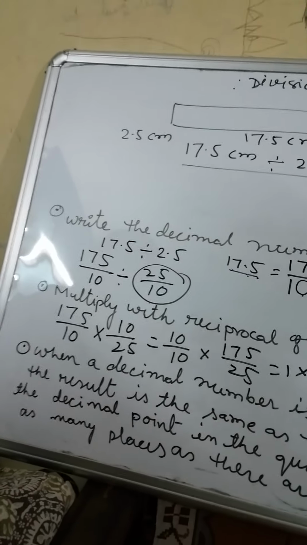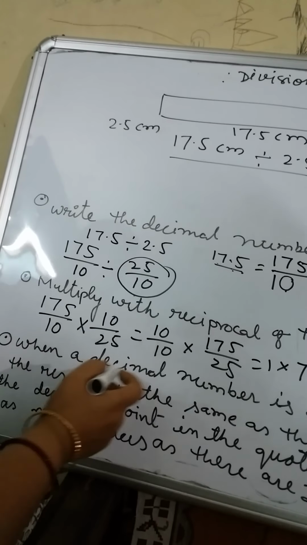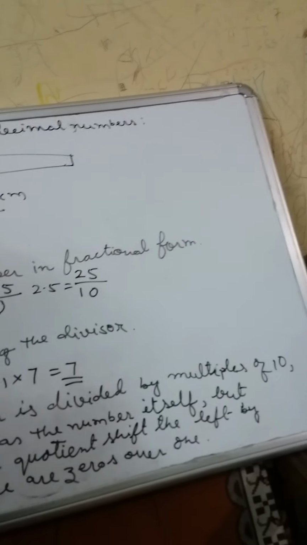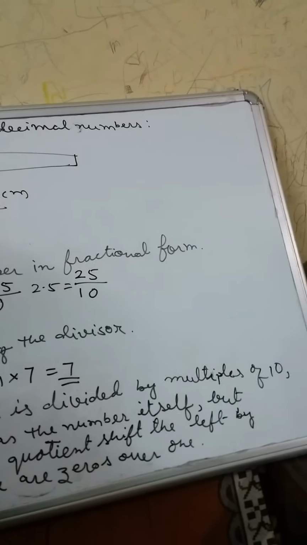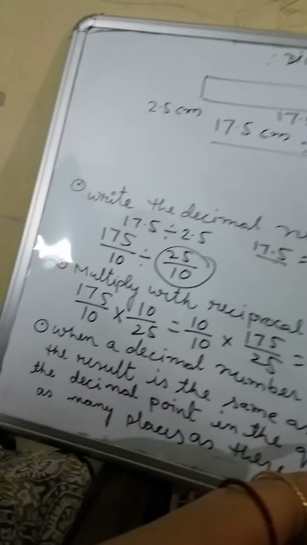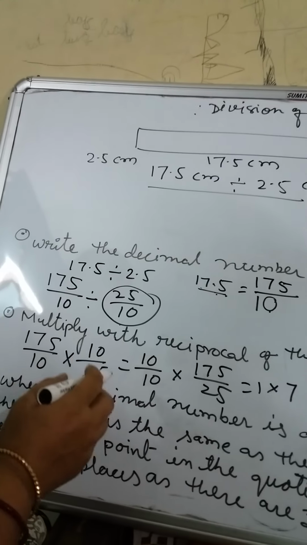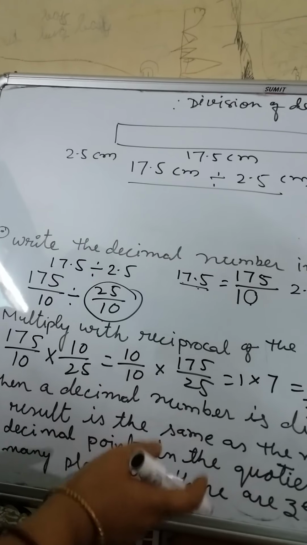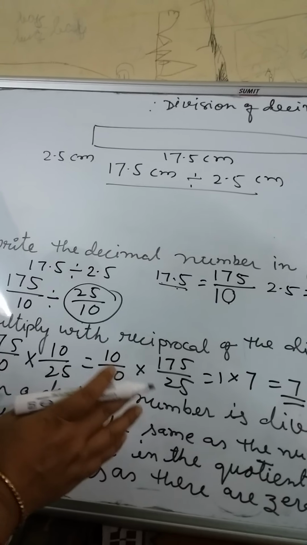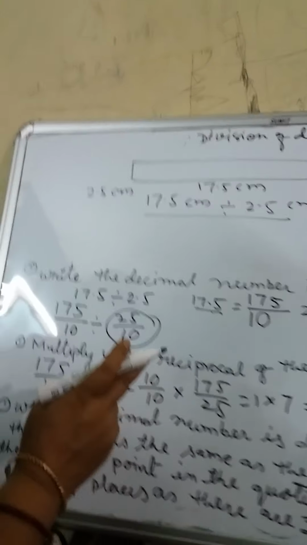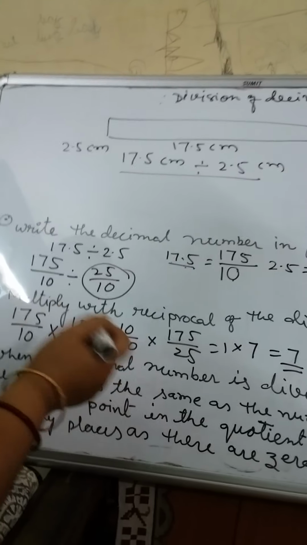Now, when a decimal number is divided by a multiple of 10, that is 10, 100, 1000, 10,000 and so on, the result is the same as the number itself, but the decimal point in the quotient shifts to the left by as many places as there are zeros after 1. So if we are dividing a decimal number by a multiple of 10, the digits remain the same, only you have to shift the decimal point towards the left.